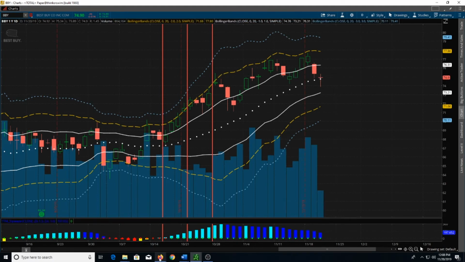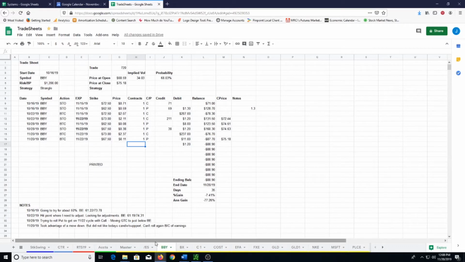I'll show you kind of what that looks like on the trade sheet itself, give you an idea. When I entered the trade on 10/16, it took a $1,200 margin to hold it.